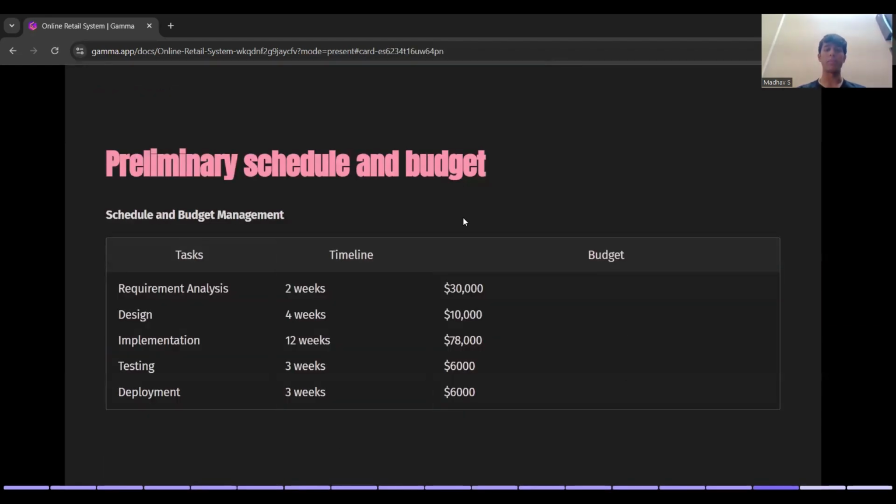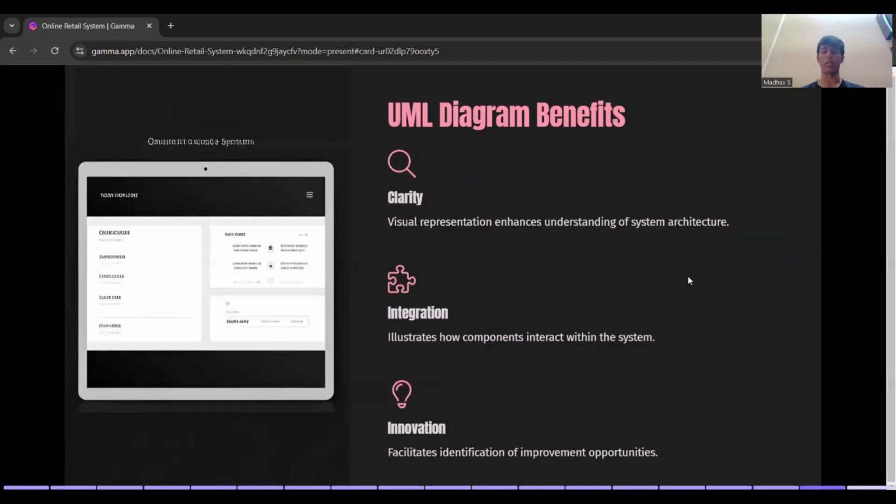This is a schedule and budget for this project. So for requirement analysis, it takes around 2 weeks and the budget is $30,000. For design, the timeline is 6 weeks and it takes $10,000. The implementation is 12 weeks and it takes $78,000. Same way for testing, it takes 3 weeks and the budget is $6,000. For deployment, the timeline is 3 weeks and it takes $6,000.